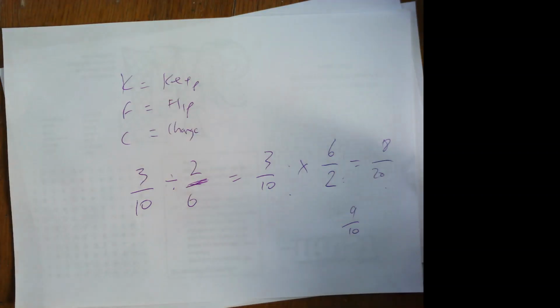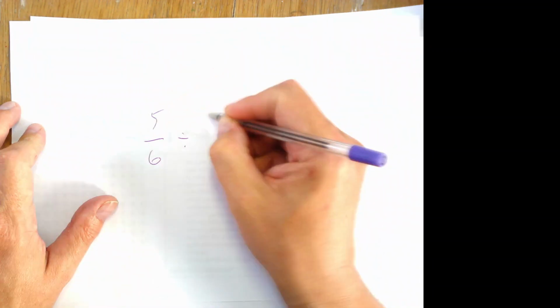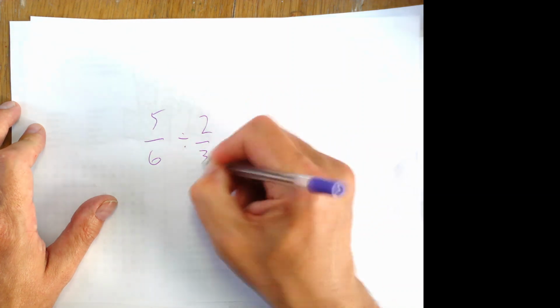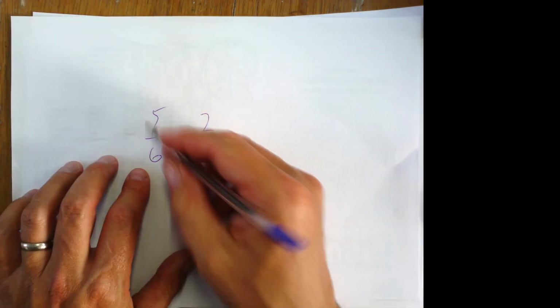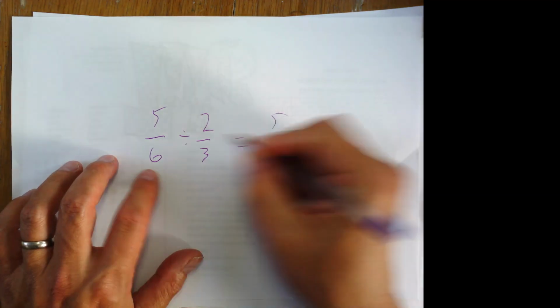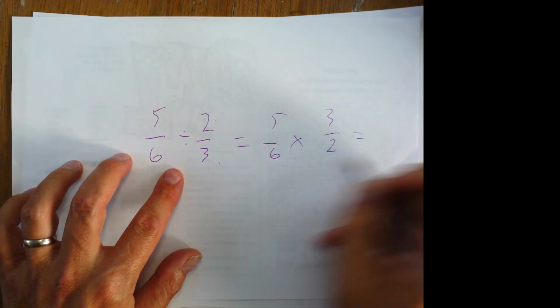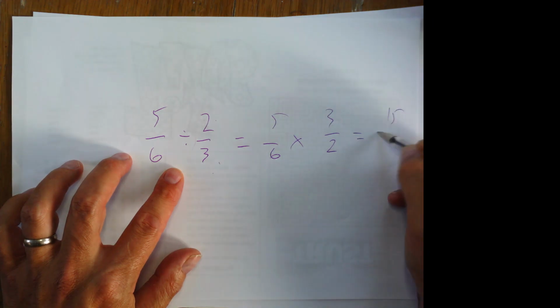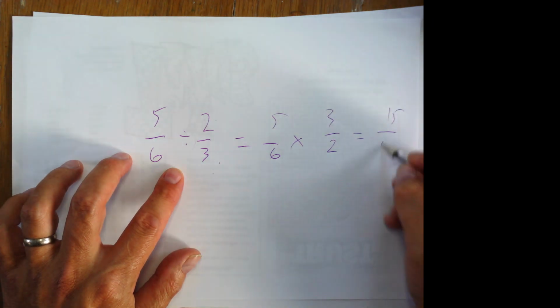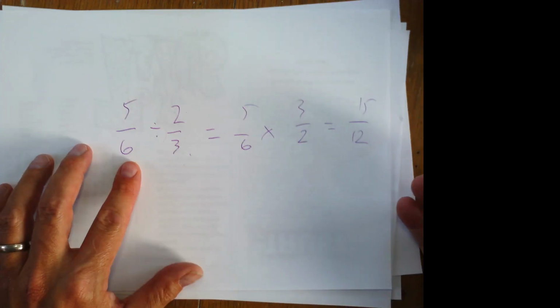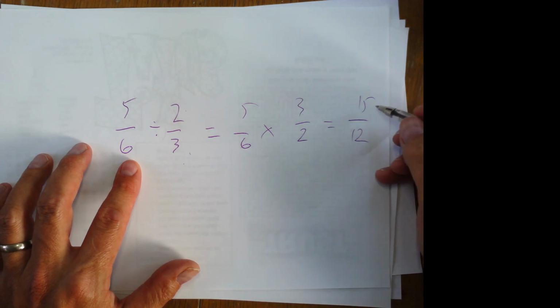Let me do one more for you. So you've got 5/6 divided by 2/3. Okay, so I'm keeping, I'm flipping, and I'm changing. So what have I got? 15/12. Now, we've talked about this before. You've got to make this into the lowest common denominator.